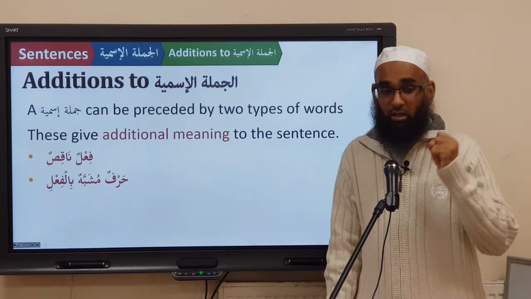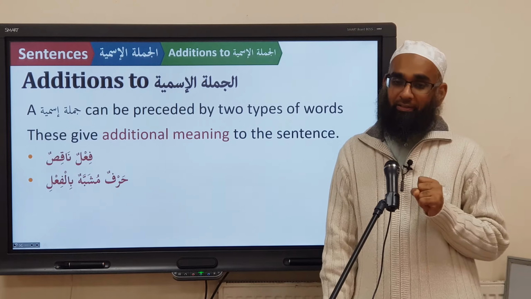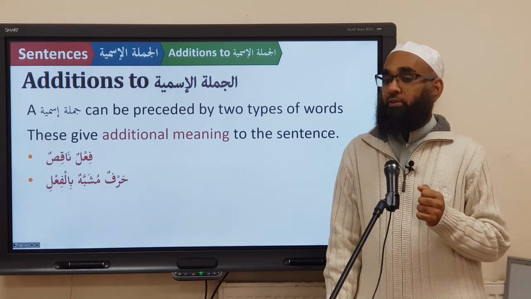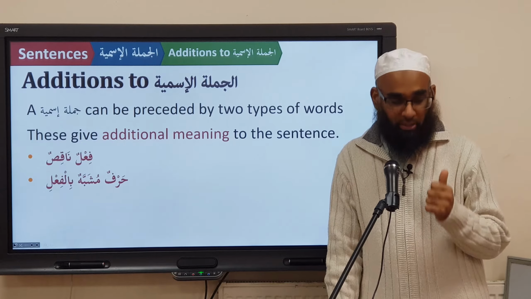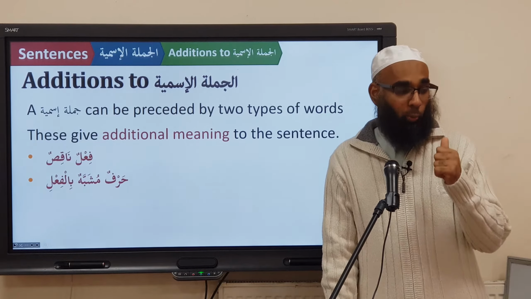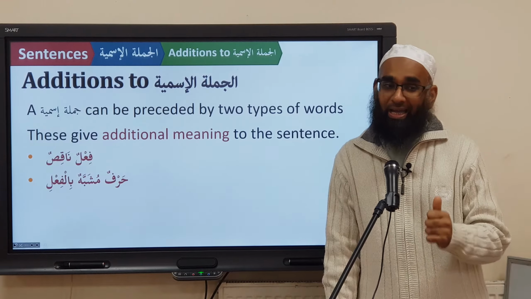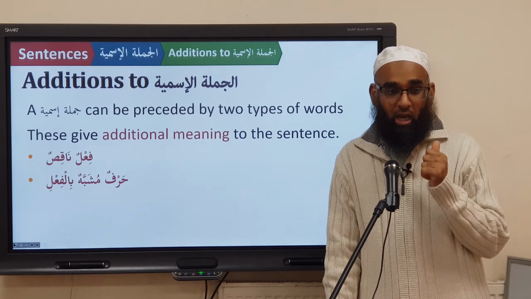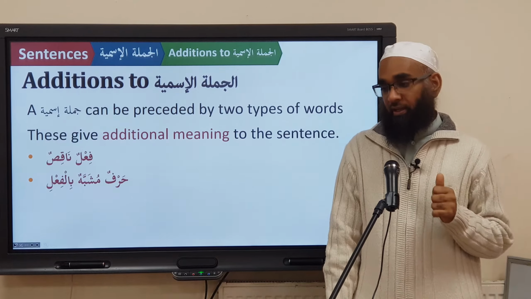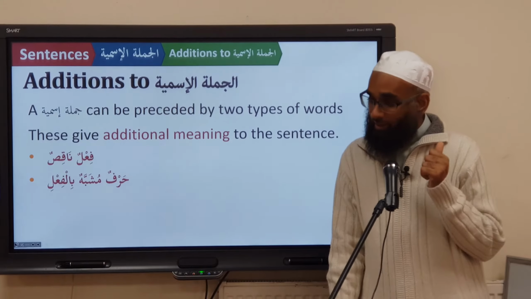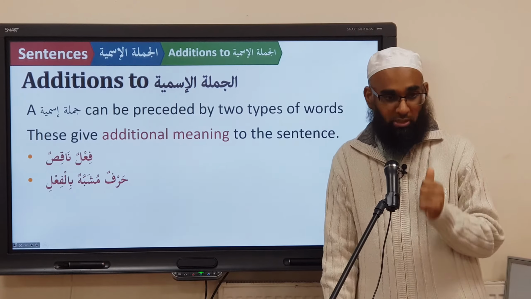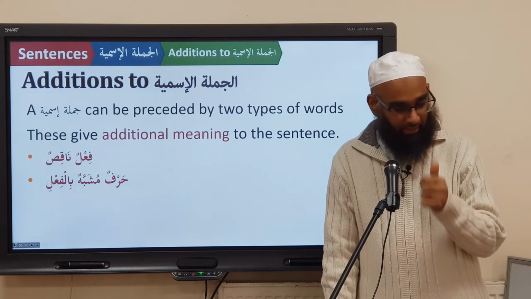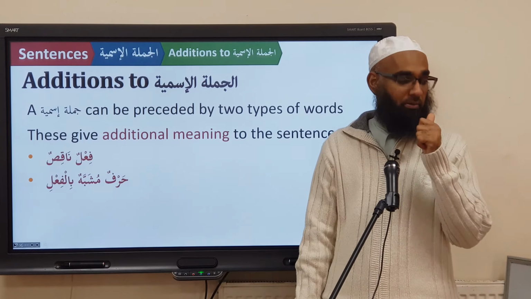And the second one is harfun mushabbahun bil fa'il. It's a long word. Harfun mushabbahun bil fa'il. What's it called? Harfun mushabbahun bil fa'il. So what are the two types of words you can add to a jumlatun ismiya? A fa'lun naqisun and a harfun mushabbahun bil fa'il. Say after me again. One more time.